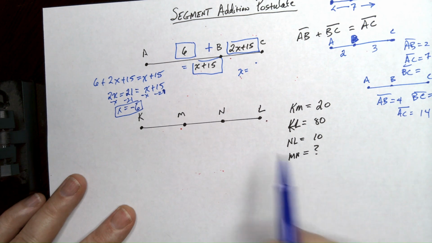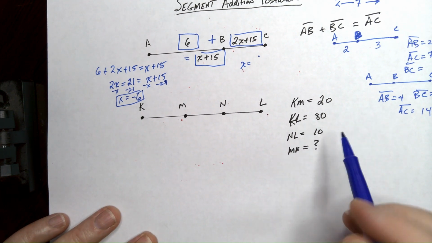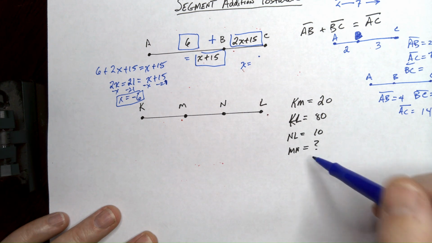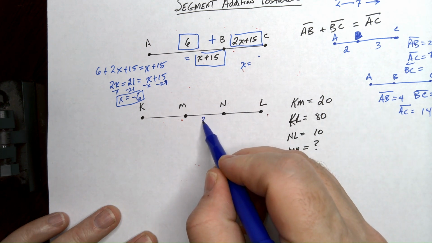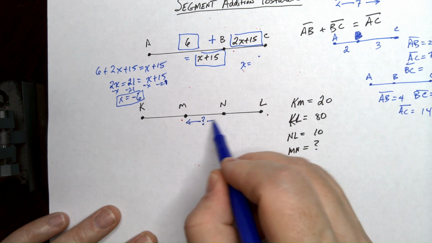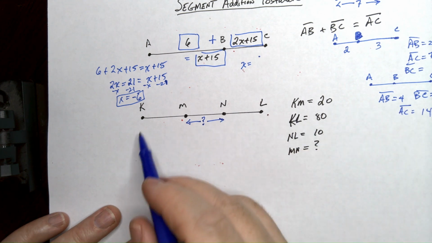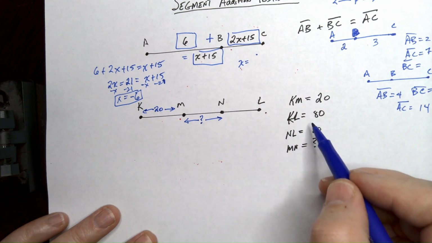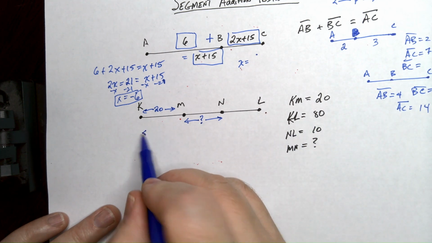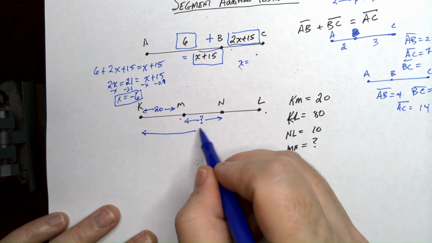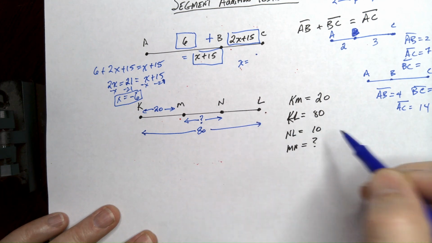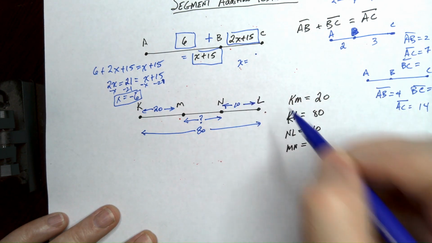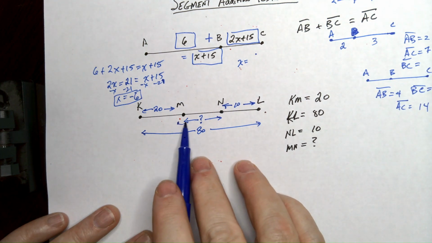That's how it works. Now let's see another example right here. It says KM is 20, KL is 80, NL is 10, and we have to find MN. So let's start off with what we need to find. We need to find this distance right here, M to N. Now we know K to M is 20, so I'm going to put that in there. We know K to L, that's the whole thing, is 80. And N to L, this part right here, is 10. We have to figure out that part.